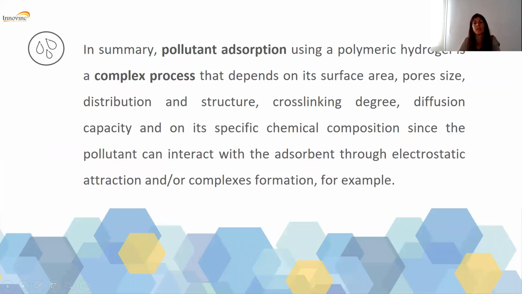So in summary, pollutant absorption using a polymeric hydrogel is a complex process that depends on its surface area, pore size, distribution and structure, cross-linking degree, diffusion capacity, and on its specific chemical composition, since the pollutant can interact with the absorbent through electrostatic attraction and/or complex formation, for example.